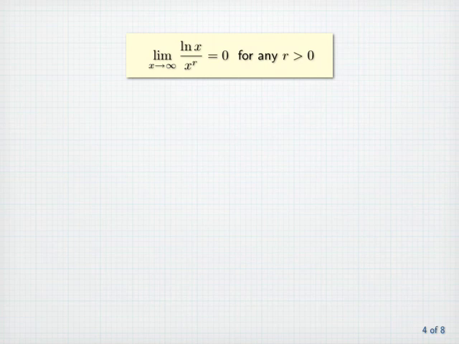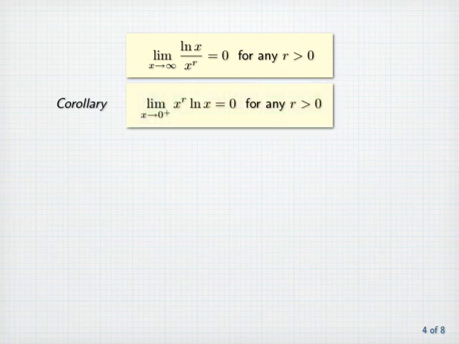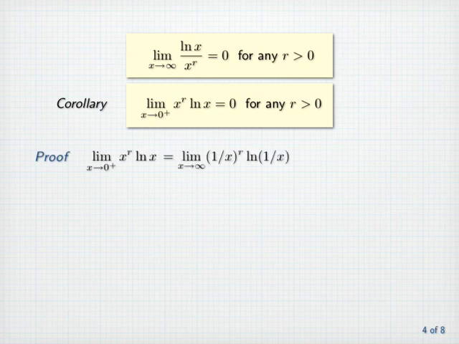From the limit we just proved, another important limit follows. The limit as x approaches 0 from the right of x to the r times log x is equal to 0 for any r greater than 0. To prove this, we'll first rewrite the limit as the limit as x approaches infinity of 1 over x to the r times the log of 1 over x.